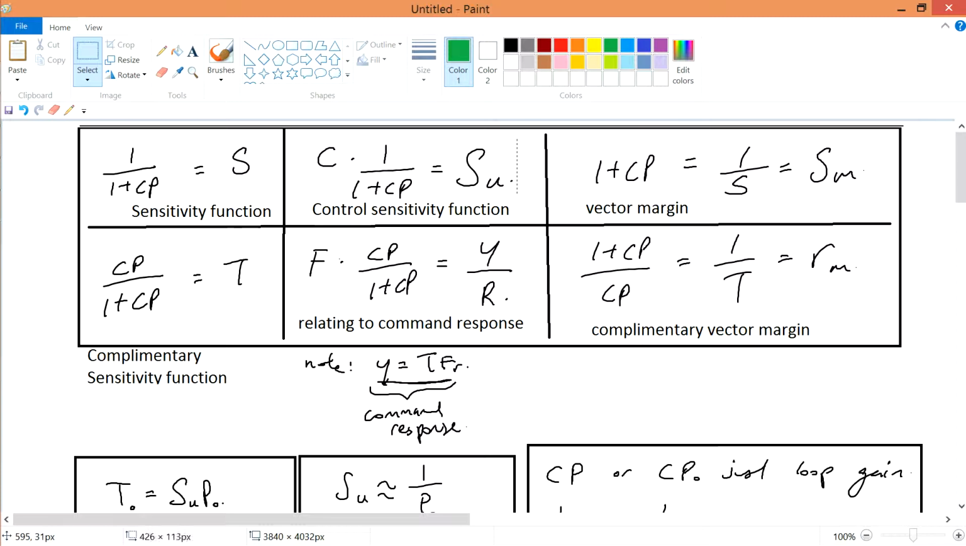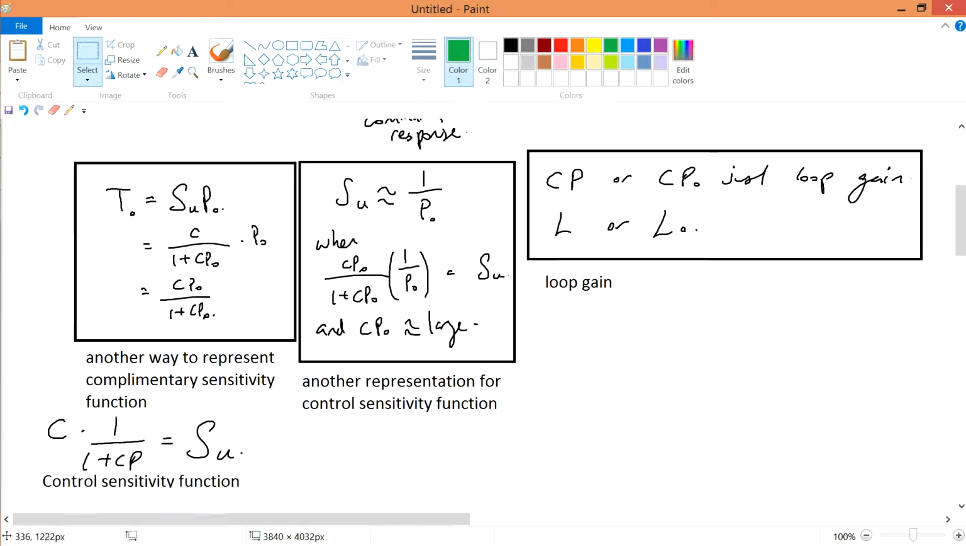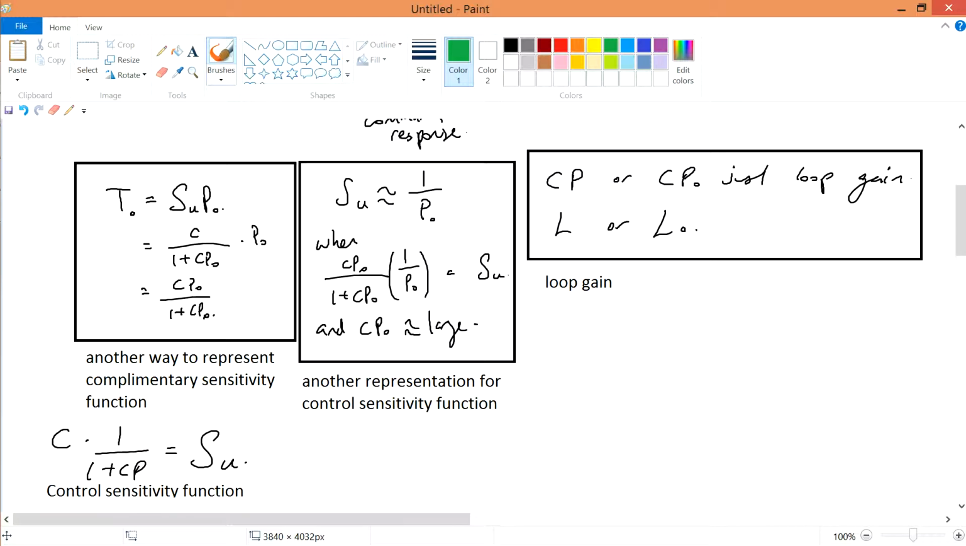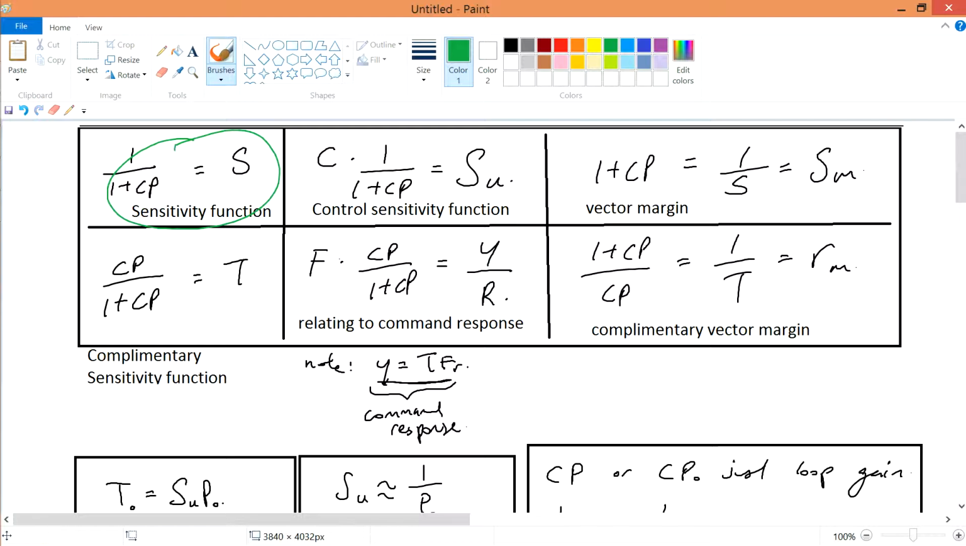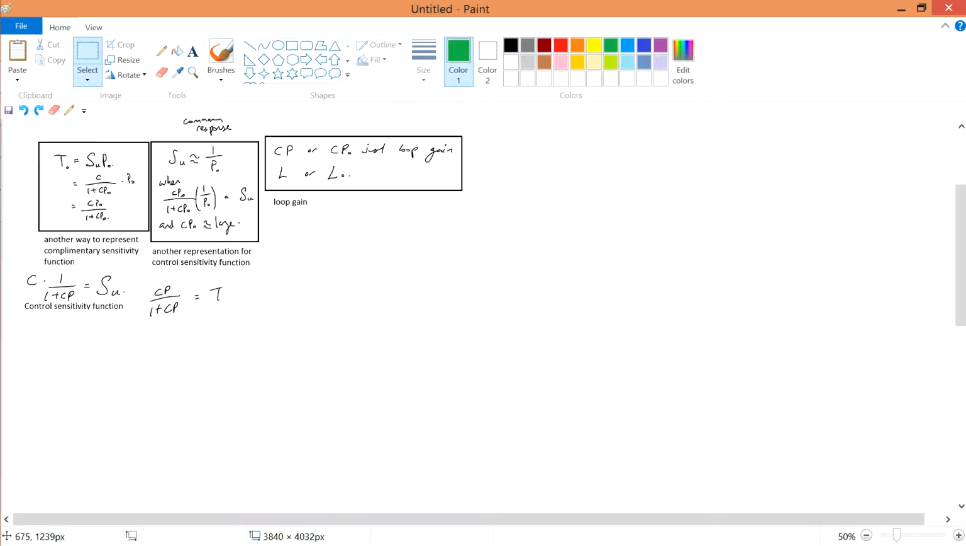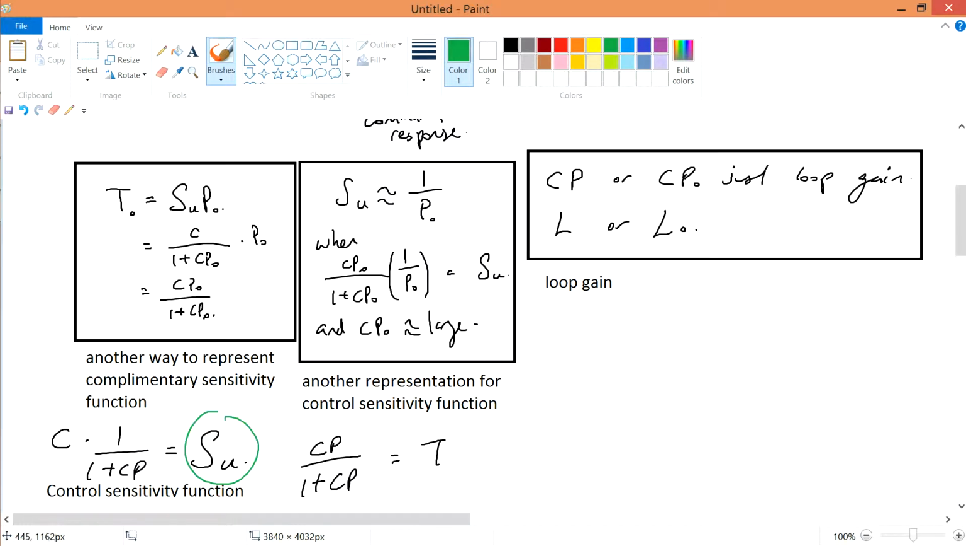We can take this control sensitivity function, copy and paste it over here, and multiply by P0. So this is our sensitivity function, and we multiply by P0. What you have is T0, which is this one, which is CP0 over 1 plus CP0. So our complementary sensitivity function times the plant will give us our T, given that this is the P0 itself. This is just another way to represent your complementary sensitivity function T.